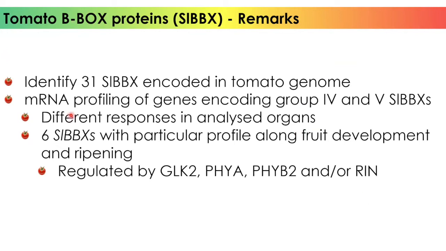Okay, so to sum up, this part of our research that I have shown you, we were able to identify 31 putative BBX proteins encoded in the tomato genome, and by the profiling of the genes encoding BBX from groups 4 and 5, we saw different responses in the analyzed organs. So these BBX can have different organ specificities. And by analyzing the 6 BBX with the particular profile that we saw along fruit ripening and development, we were able to identify regulations by GLK2, phytochrome A and B2, and/or RIN.